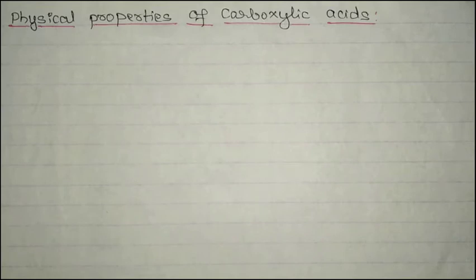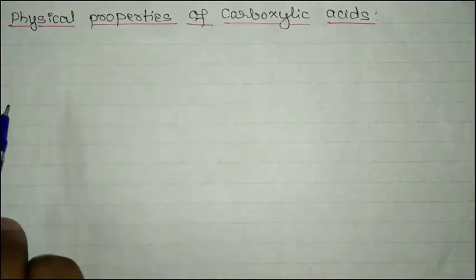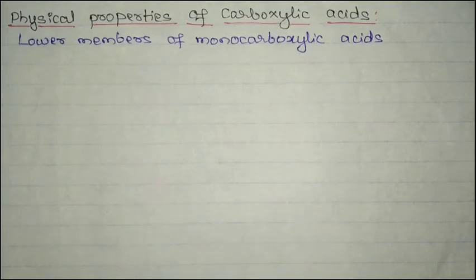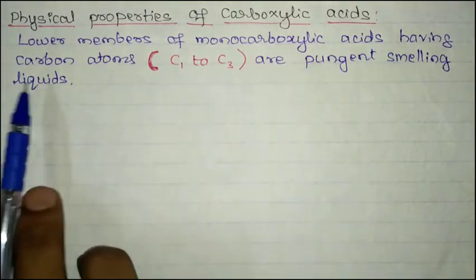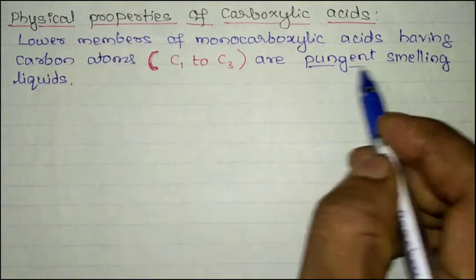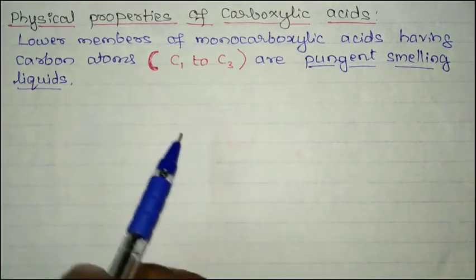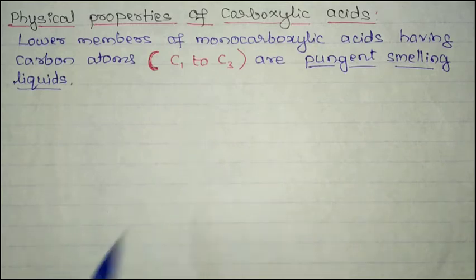Hello students, in this session we'll discuss the physical as well as chemical properties of carboxylic acids. First, let us discuss physical properties of carboxylic acids. Lower members of monocarboxylic acids having carbon atoms C1 to C3 are pungent smelling liquids. Carboxylic acids between C4 to C9 are oily liquids, and above C10 are solids in nature.